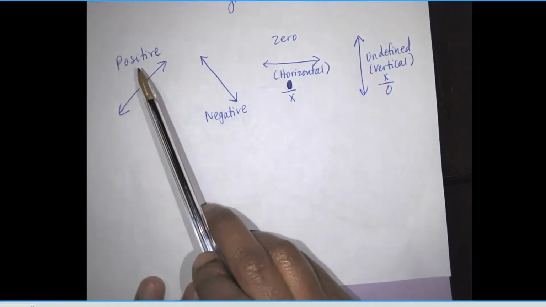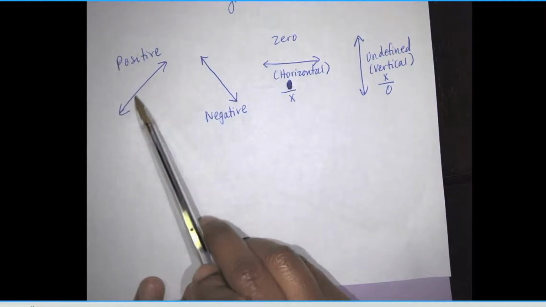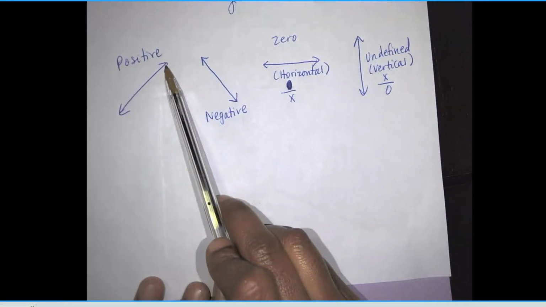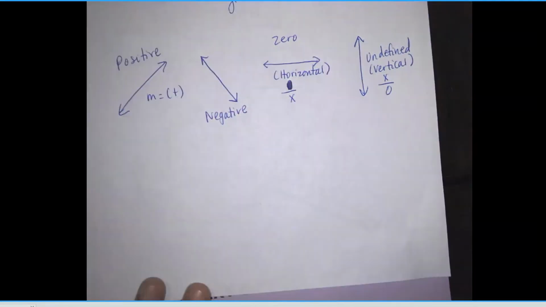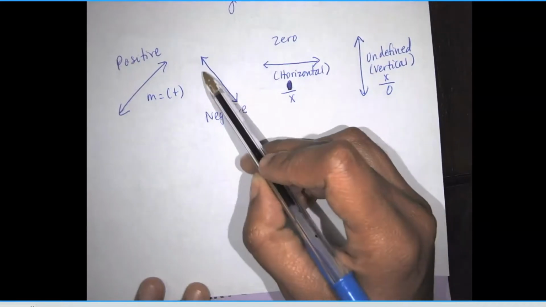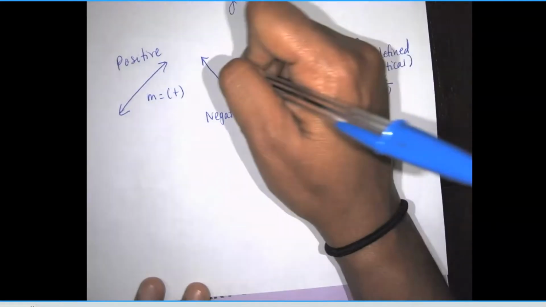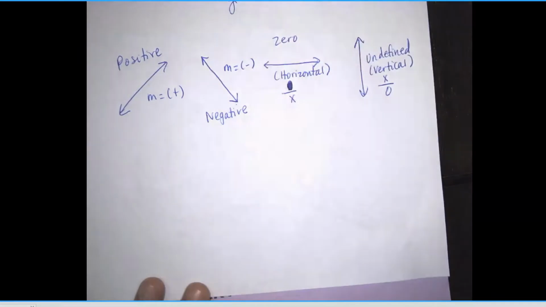So you can have it positive, which means it's going, like I said, up to the right, so it's increasing. So your m is positive. Some positive value, can be a fraction, whole number, doesn't matter, a decimal. And then if it's negative, it's going down to the right, so your m will have a negative value.